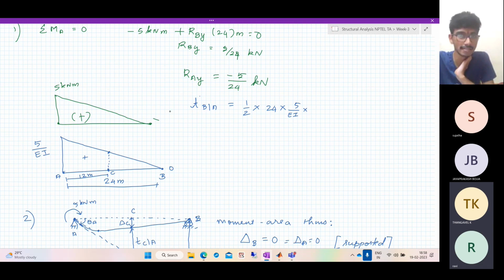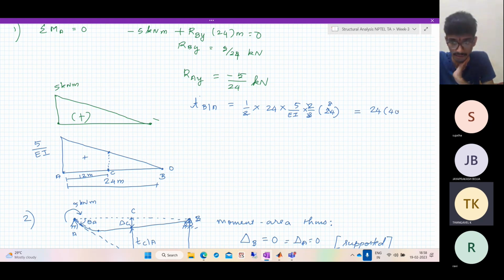And where is the centroid of this triangle? It is at 1 by 3 from this side, but we should take the moment about B. So into 2 by 3 of the total length, which is 24. So 2 gets cancelled, and this is some 5. So 24 by 3 is 8, and 5 8s are 40. So 24 into 40. Okay, by EI.